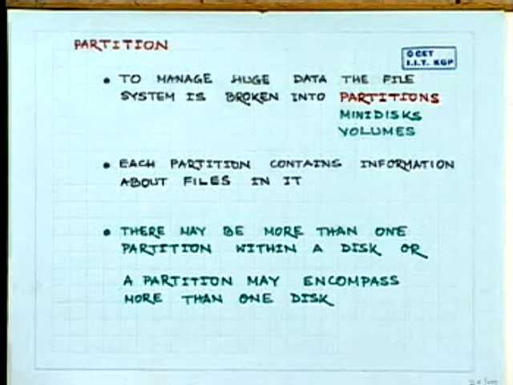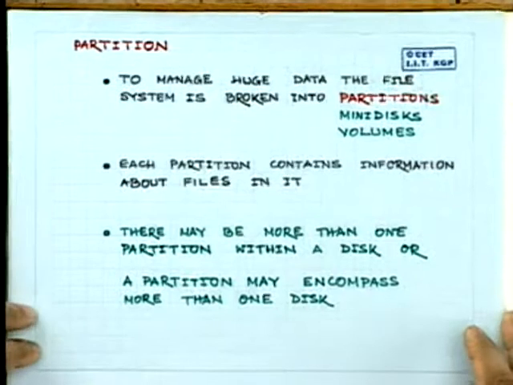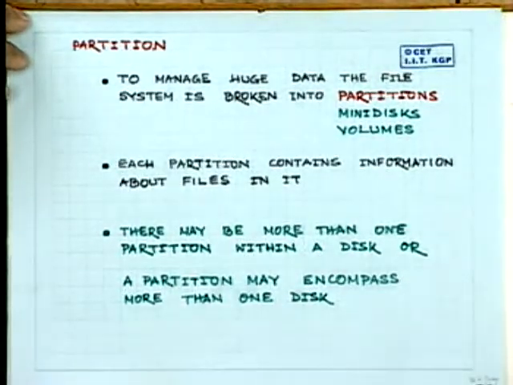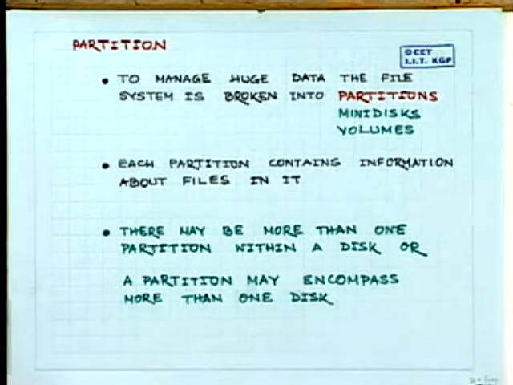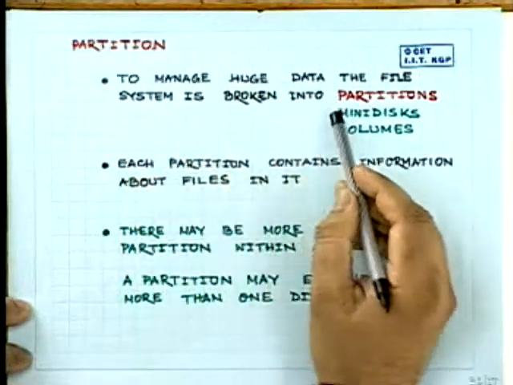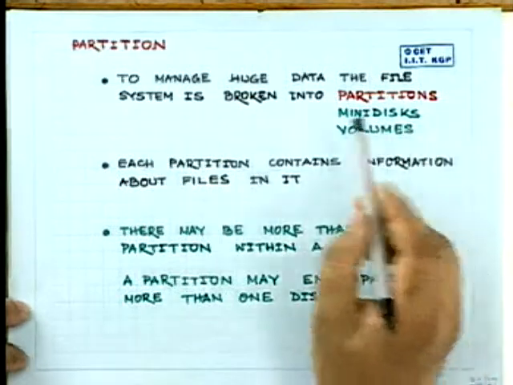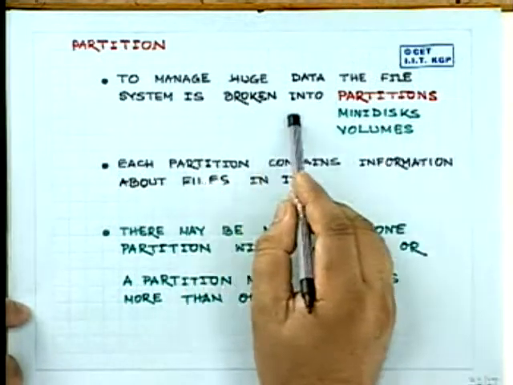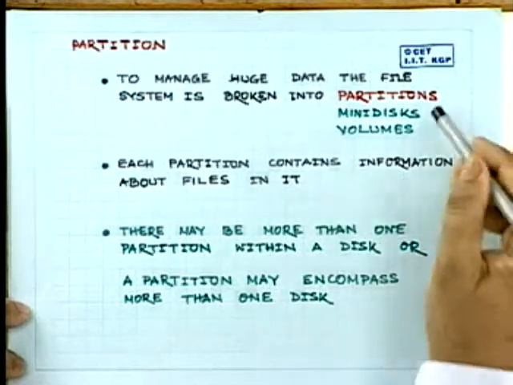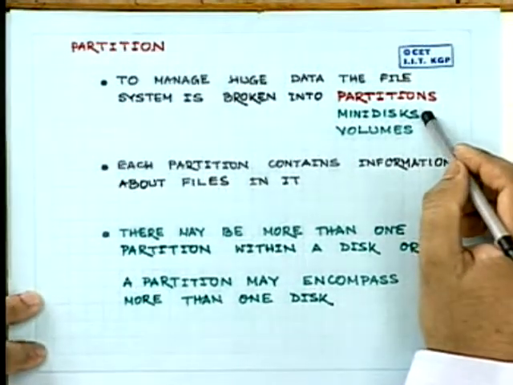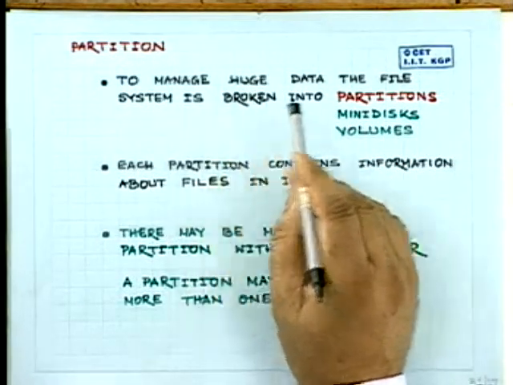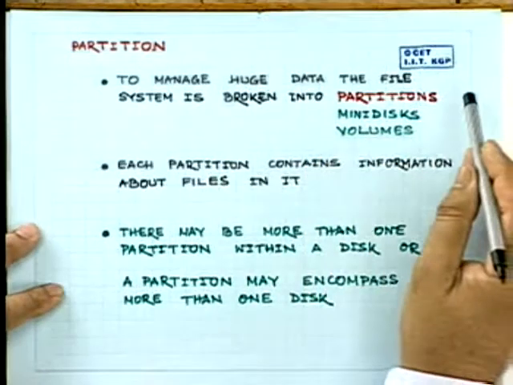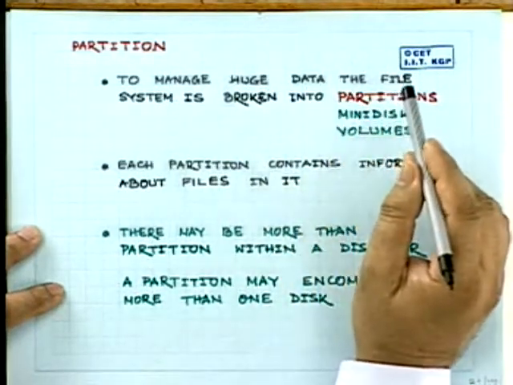Now, last of all, let me define what we call a partition. For example, if the number of files or the number of directories is too huge to manage such huge data, the file system itself is broken into partitions. A partition is sometimes called a mini disk or sometimes called a volume. This is done to handle huge volumes of data as well as directories.